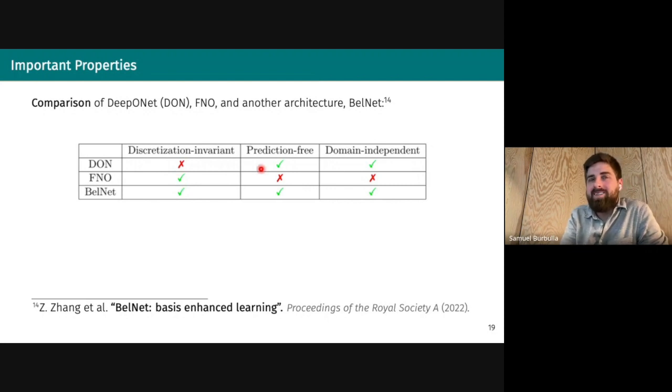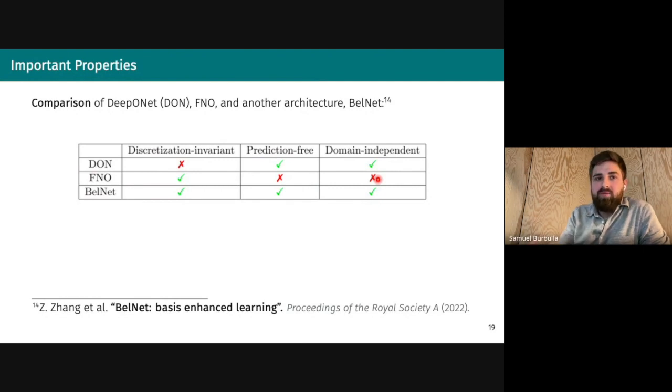On the other hand, the DeepONet is prediction-free. You get a continuous function as an output. You can evaluate wherever you like. But the Fourier Neural Operator is not prediction-free, as you have to have the same input mesh and the same output mesh to perform the Fourier transform accordingly. And the same applies for the domain, where the Fourier Neural Operator is restricted to the same input-output domain by the assumptions we had to make.